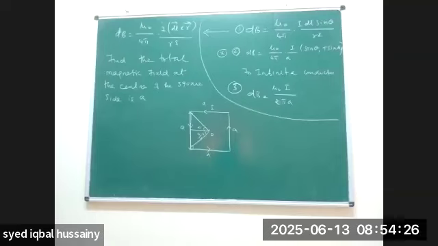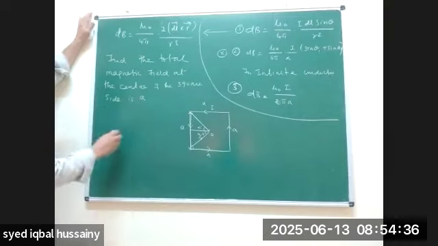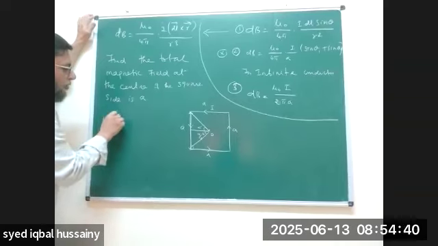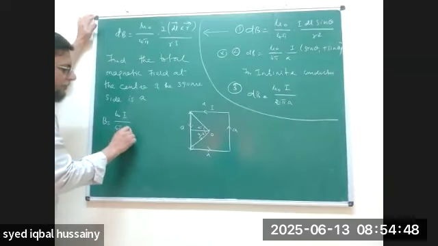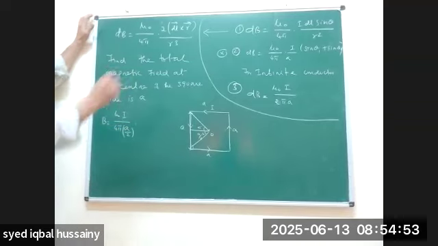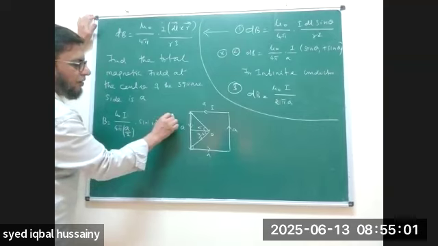Yes, say it children, what is the answer? Say it quickly. Now boys give the answer. Sir, mu naught I by root 2 pi A. So we will take the formula first. B will be equal to mu naught I by 4 pi, and here put a by 2. After that, sin theta 1 is sin 45 degrees plus sin 45 degrees.